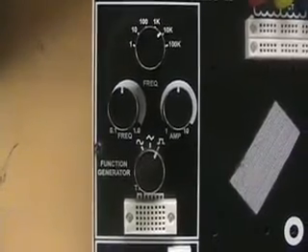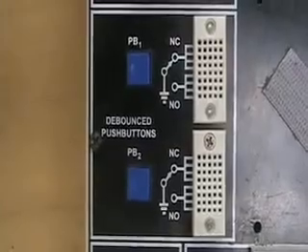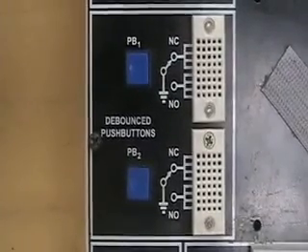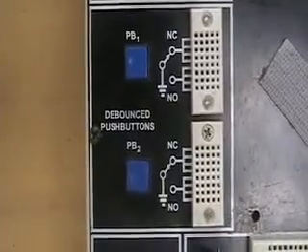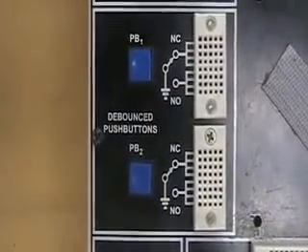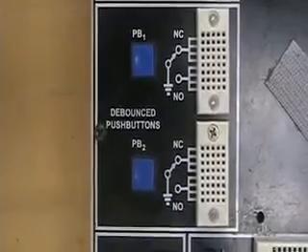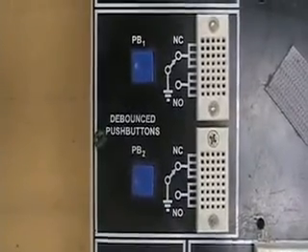Below the function generator, we have the debounce push buttons. These buttons are useful for applying a user-defined input signal to your circuit. The push buttons are essentially grounding switches which have 2 modes of operation, a normally closed path to ground and a normally open path to ground.